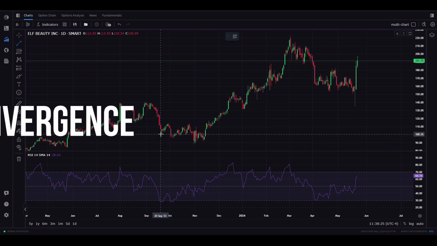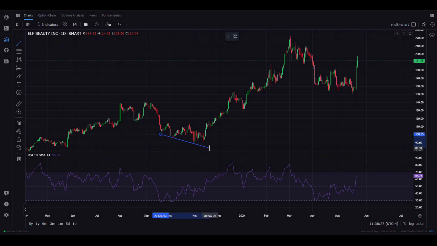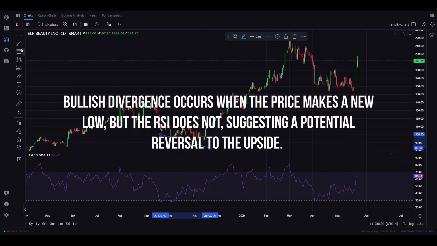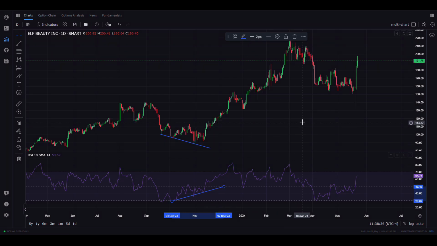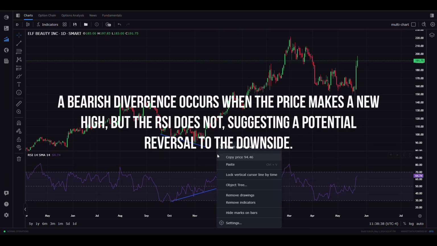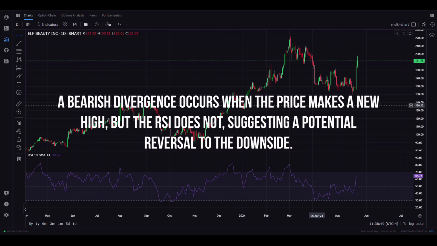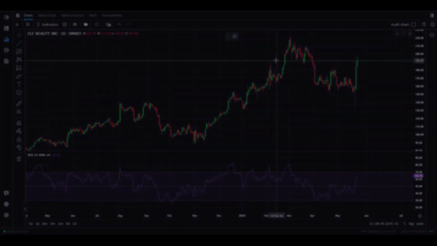Divergence. Divergence occurs when the price of the asset and the RSI move in opposite directions. Bullish divergence occurs when the price makes a new low, but the RSI does not, suggesting a potential reversal to the upside. Conversely, bearish divergence occurs when the price makes a new high, but the RSI does not, suggesting a potential reversal to the downside.